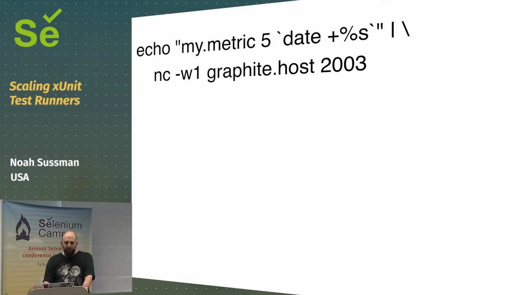So all you need to do to make this work for you, if you had Graphite running, is change the metric name, replace the number 5 with a variable that contains the metric you want to graph, and obviously change the Graphite host.